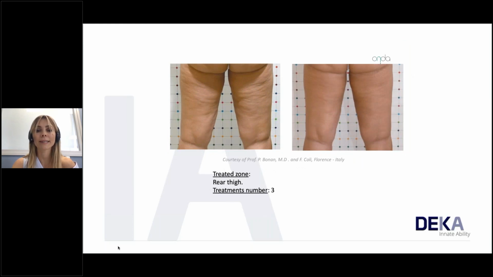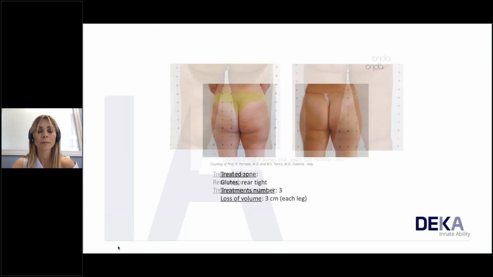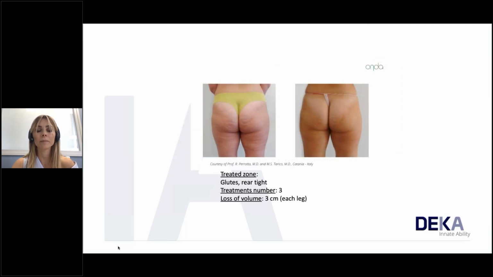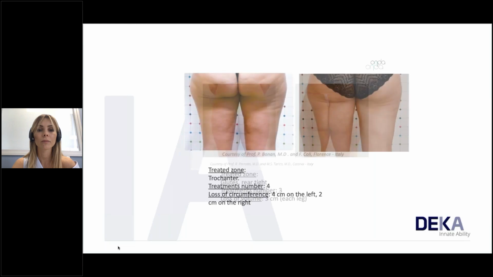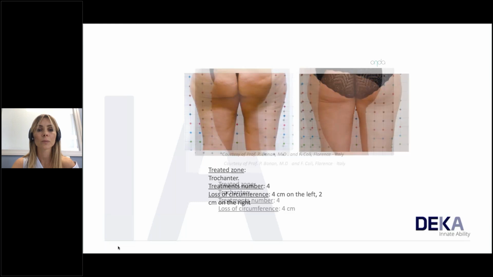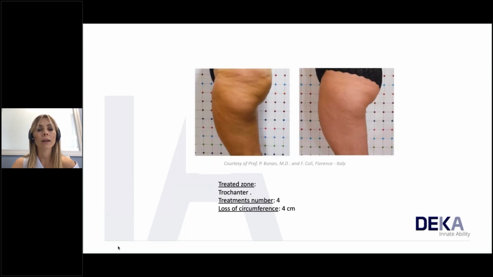Again, you can see the good results even after 3 treatments. And again, a loss of circumference after 3 treatment sessions. Loss of circumference of 4 centimeters on the left and 2 centimeters on the right after 4 treatment sessions. And here you can see the trochanter area and the reduction in volume of this area.